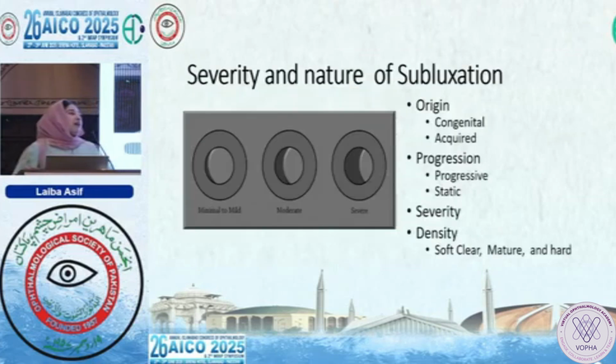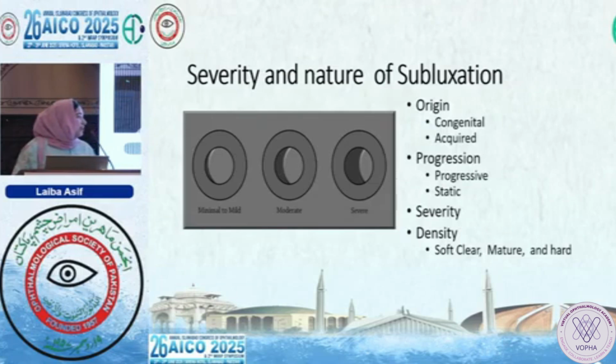While discussing subluxations, we need to understand that there is minimal to mild subluxation, moderate subluxation as in this case, or severe subluxation. We also consider the origin of the subluxation, whether it is congenital, acquired, progressive or static. If a subluxation is progressive, we must fixate. Otherwise, the bag complex with the CTR will land on the retina.